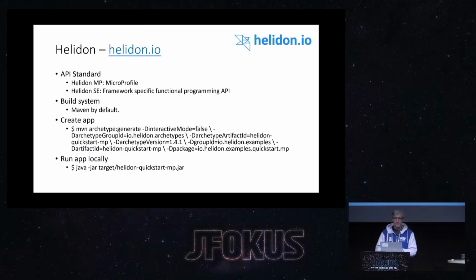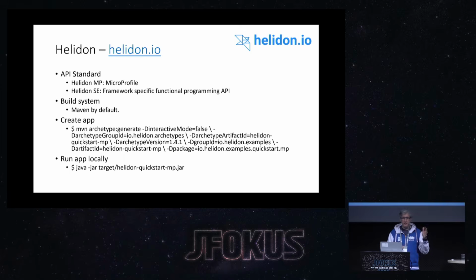The next one I want to touch on is Helidon. Has anyone heard of Helidon? Okay, it's a really good framework, and it carries forth, I think, a lot of what we wanted to do with Java EE and brings it forward into the world of microservices. It is a MicroProfile implementation. It has two different flavors, the MicroProfile flavor and the SE flavor, which is a functional programming API.